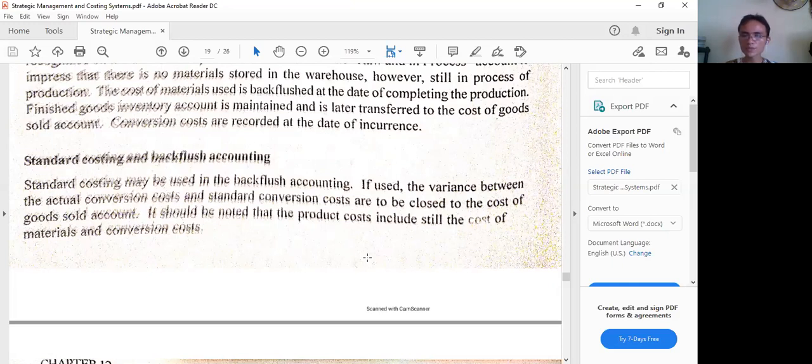So it wouldn't affect raw materials inventory because the variances here are on conversion costs, which are composed of direct labor and the factory overhead, the items connected to the work in process and the finished goods as well as the cost of goods sold.